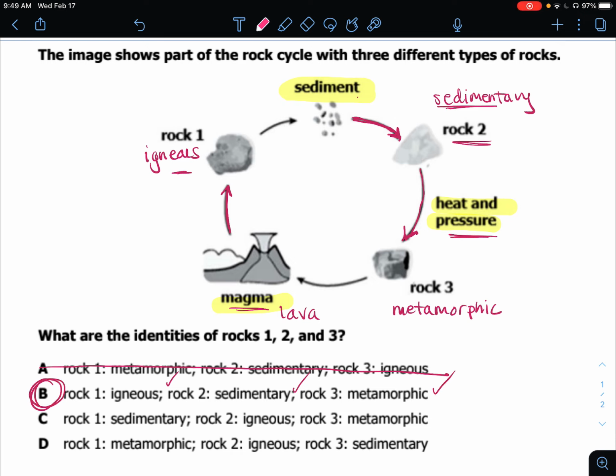C is not going to be it because rock 1 they said is sedimentary, and we know it's igneous. And rock 1 for D says metamorphic. No to that one too. So it's definitely going to be B because rock 1 is igneous, rock 2 sedimentary, rock 3 metamorphic. All right, go ahead and put your answer. Tell me why it is correct, and I'll see you at direct instruction.